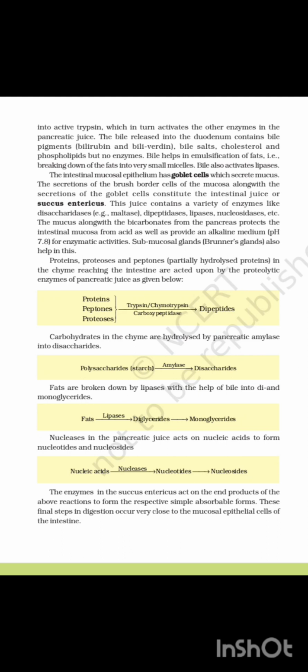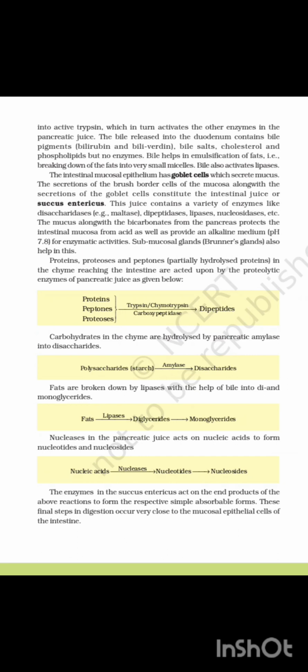Proteins, proteoses and peptones, partially hydrolyzed proteins in the chyme reaching the intestine, are acted upon by the proteolytic enzymes of pancreatic juice as given below. Carbohydrates in the chyme are hydrolyzed by pancreatic amylase into disaccharides. Fats are broken down by lipases with the help of bile into di- and monoglycerides. Nucleases in the pancreatic juice act on nucleic acids to form nucleotides and nucleosides.